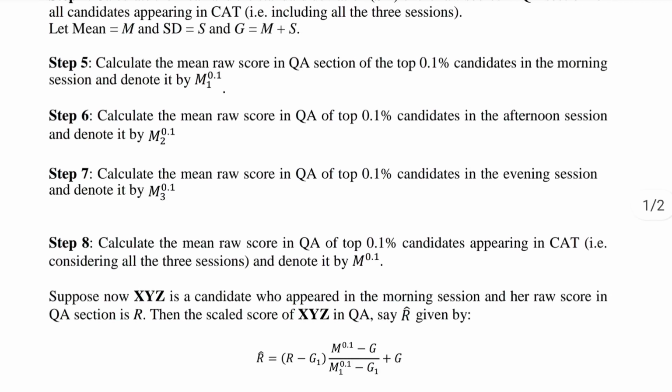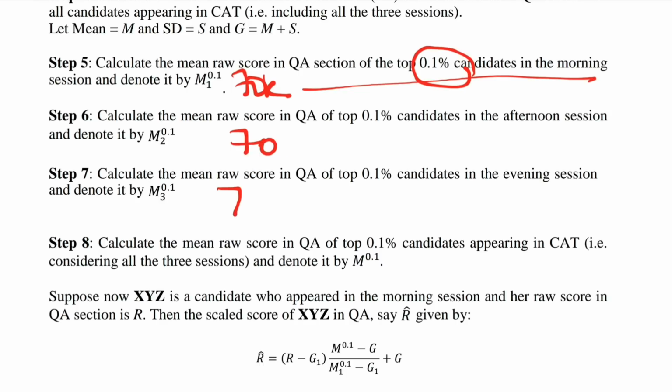Then step number 5, 6, 7 is the toppers. Top 0.1% of the students in the morning batch. Let's say 2,10,000 people applied for the CAT exam. So 70,000 will be giving in the morning, 70,000 in the afternoon and 70,000 in the evening slot. And we are taking 0.1% of them, 70 people. So 70 students' scores are what we are going to look at.